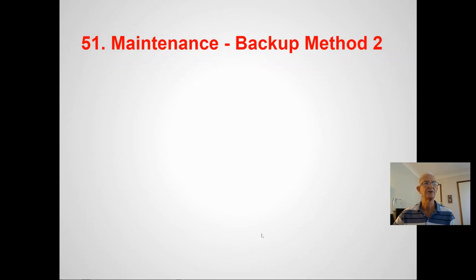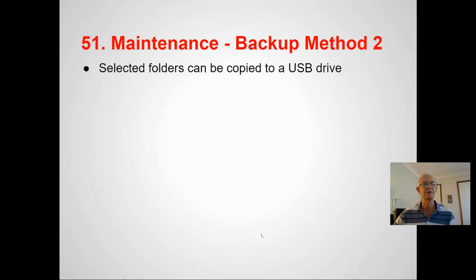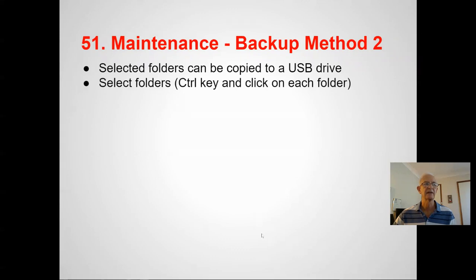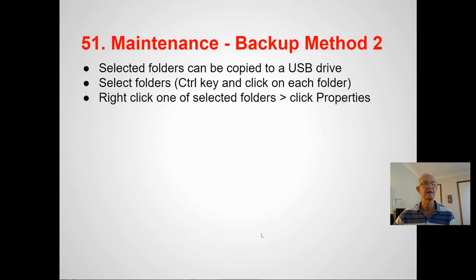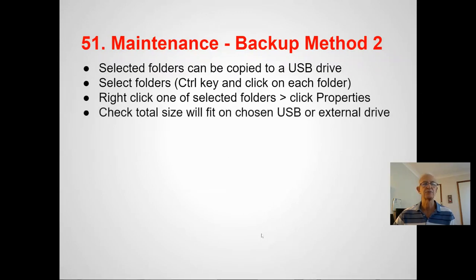Method 2, you select the folders to be copied. Select the folders, control key and click on each, as we did before. Right-click one of them and click on Properties. Check the total size will fit on your USB or external drive. Now, USBs come in all sorts of sizes, anything from a couple of gigabytes these days to 64 gigabytes. So it just depends on the size of your drive as to how much and how many folders you'll be able to include.